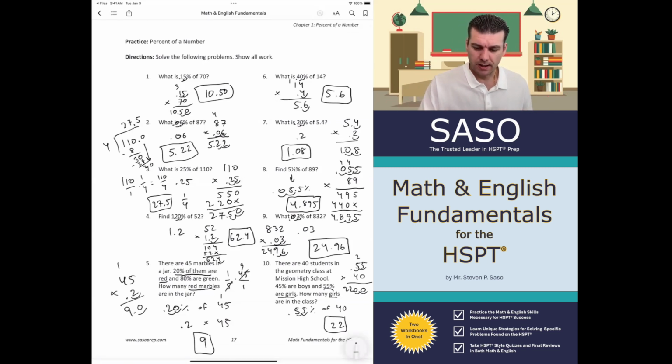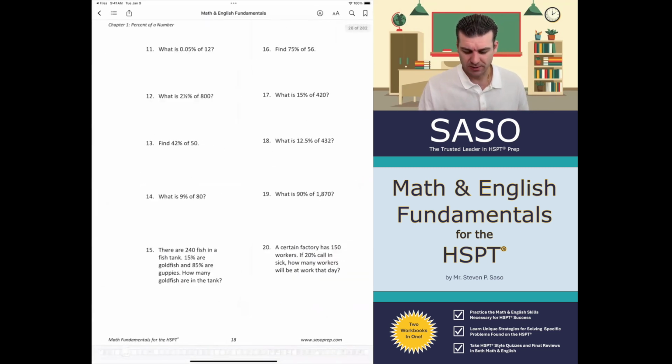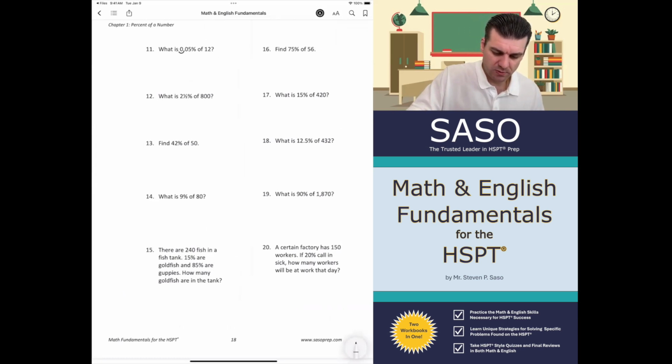All right. I told you we were going to have a lot of practice here. Let's keep going. Next page here. What is 0.05% of 12? Okay, this one seems hard, right? But we just do it the same way. So we need to change 0.05% to a decimal. So we move the decimal over 2 places and we get 0.0005.